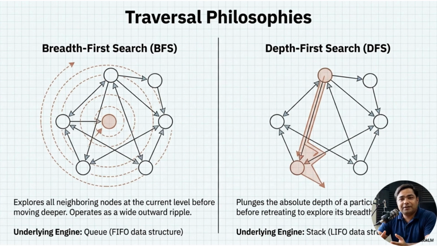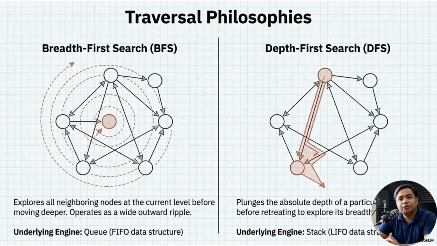Now we discuss graph traversal. Graph traversal means visiting the nodes of a graph in a systematic way. There are two major traversal methods: breadth first search or BFS and depth first search or DFS. Let us understand BFS first. Breadth first search explores all nearby nodes first. It starts from one node, visits all its direct neighbors, and then moves to the next level.